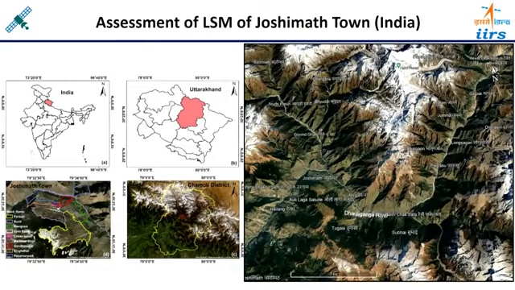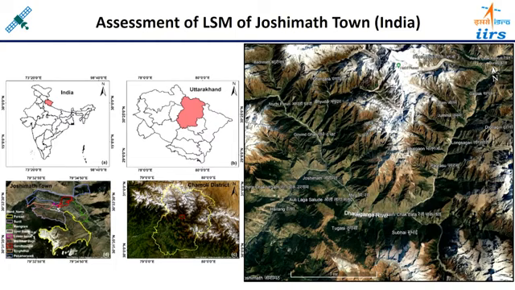Similarly, I have done another case study over the Josimat town in India, in Chamoli district. So here you can see this is the Chamoli town. This town is divided into different wards. 9 wards were there. This region has a very long history of disasters. Different types of phenomena are happening, like heavy rainfall, cloud burst, flash flood, landslides, land subsidence. So many types of problems are there over this particular region.